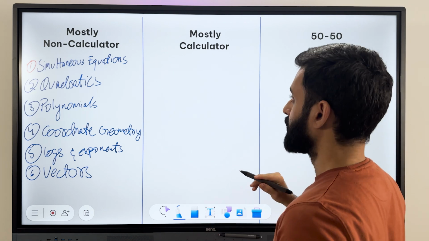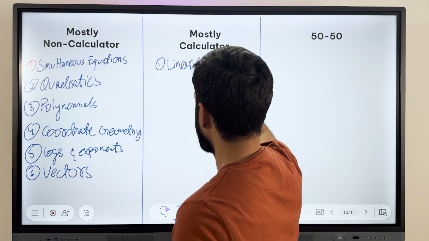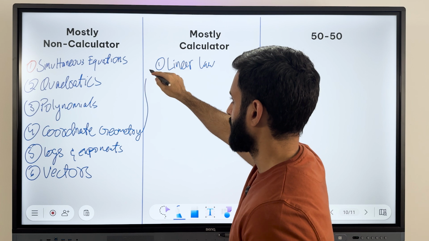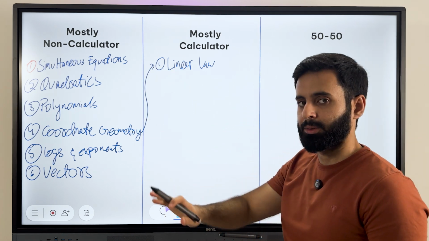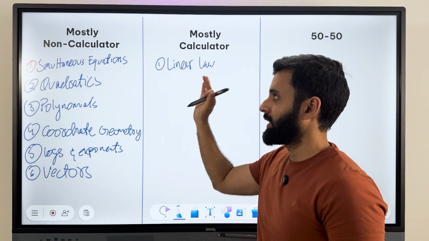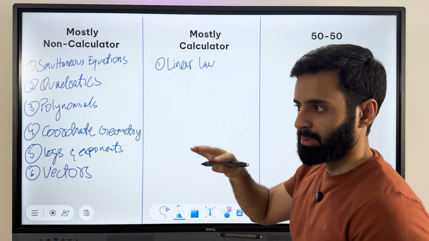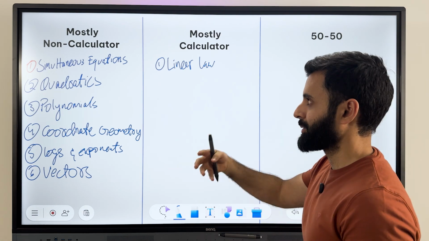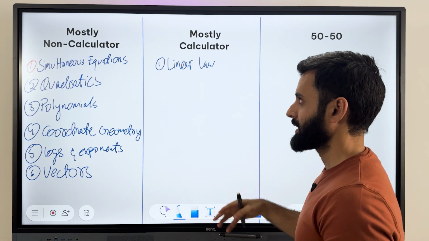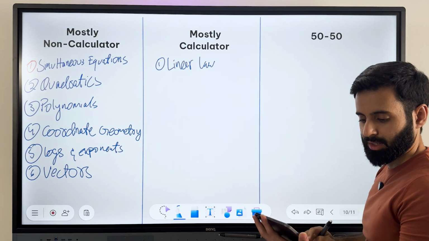Now let's talk about mostly calculator. So number 1 is linear law. Linear law is a topic which, if you look at the official syllabus, they've basically included in the coordinate geometry of a straight line, but I like to keep it separate. I like to teach it separately as well. But linear law is a topic where you need a calculator because you basically need to take log of values or maybe ln of values to find the values that are going to go on the x-axis or y-axis. So this is one of those topics where you can't do it without a calculator.